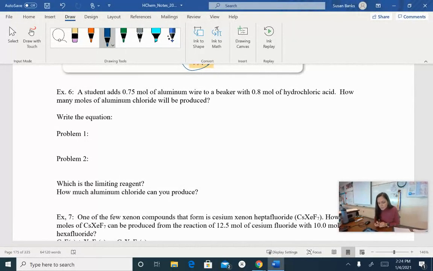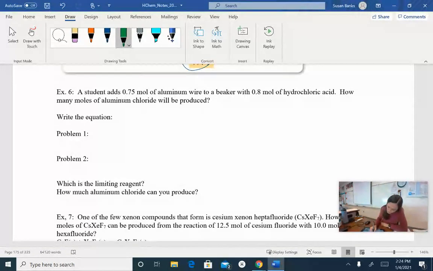Okay, here's another example. A student adds 0.75 moles of aluminum wire to a beaker with 0.8 moles of hydrochloric acid. How many moles of aluminum chloride will be produced? The very first thing, like we did with stoichiometry, is we always have to start with a balanced chemical equation. So let's look at what we're dealing with here.